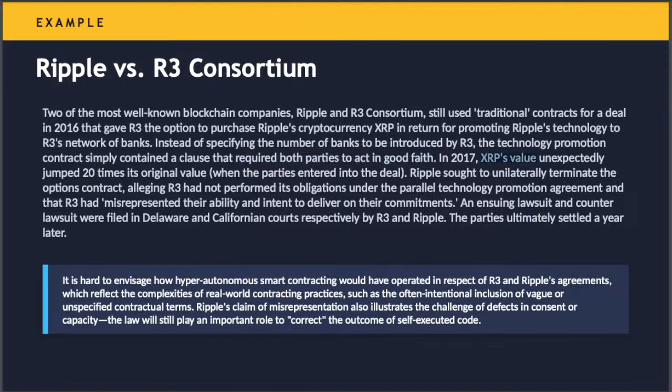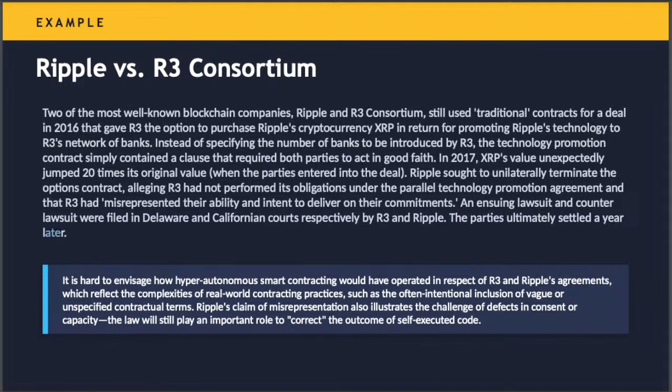In 2017, XRP's value unexpectedly jumped to 20 times its original value when the parties entered into the deal. Ripple sought to unilaterally terminate the options contract, alleging R3 had not performed its obligations under the Technology Promotion Agreement and that R3 had misrepresented their ability and intent to deliver on their commitments. An ensuing lawsuit and counter lawsuit were filed in Delaware and Californian courts, respectively, by R3 and Ripple. The parties ultimately settled a year later.